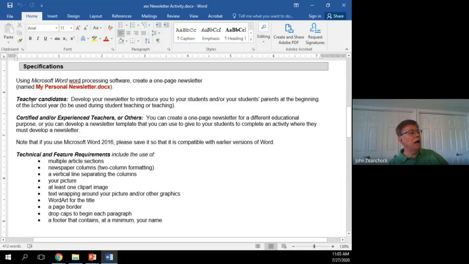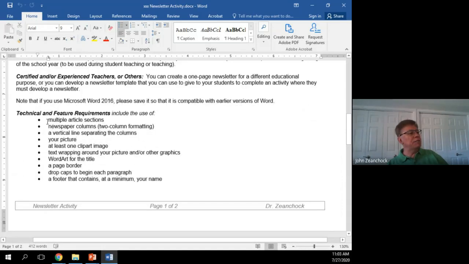I differentiate instruction here. In other words, if you're a teacher candidate, you might want to consider doing this. If you're a certified or already experienced teacher, I use the same activity, but maybe give them a different way of approaching it that's going to be meaningful to them. What this is to create is a newsletter and to look at some of the more advanced features of Word that normally 20 years ago would be considered features only available in desktop publishing software, that are now routinely available in word processing software.